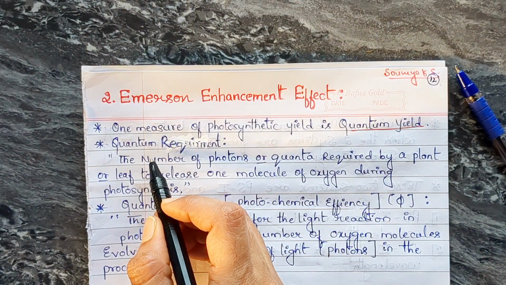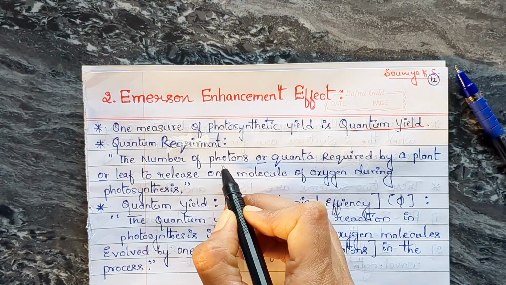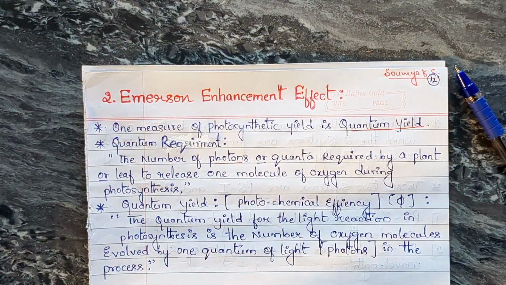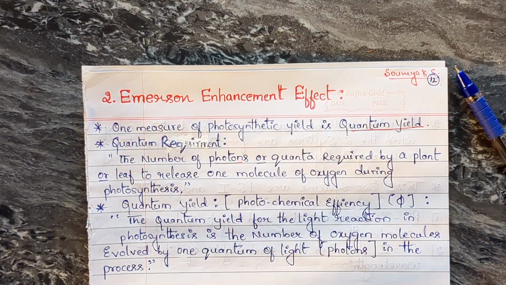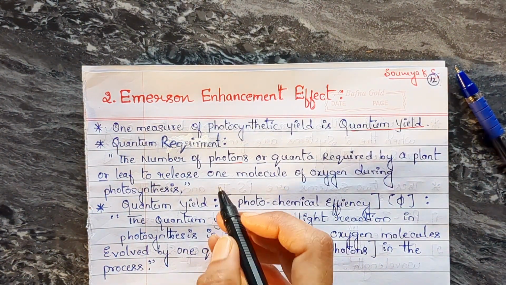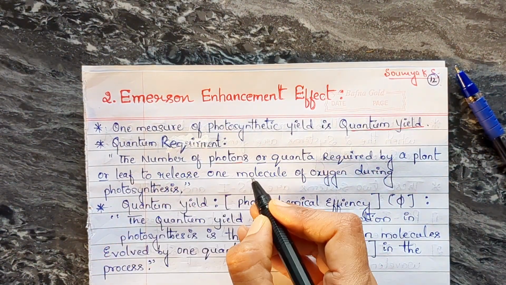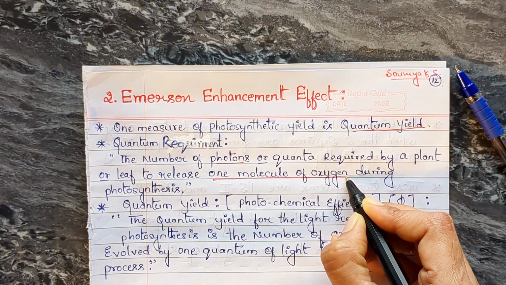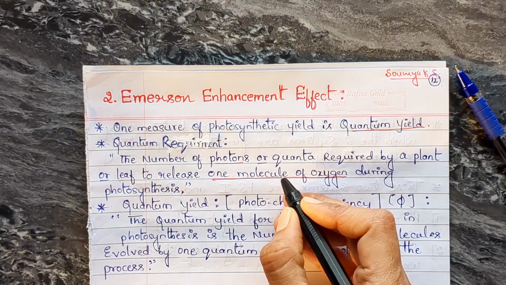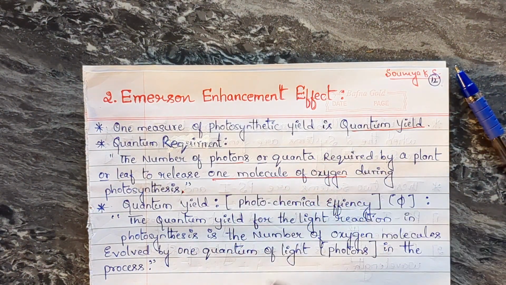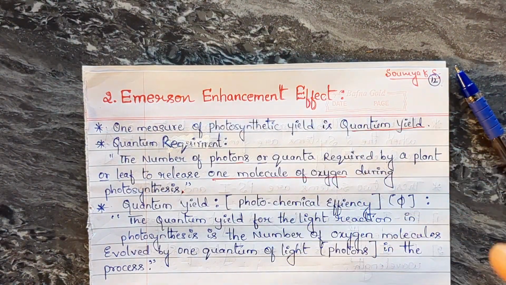Before that we will learn one more term, that is quantum requirement: the number of photons or quanta. I have already mentioned that a photon is an energy packet, or you can say quanta. This energy comes from sunlight, or you can say radiant energy. The number of photons or quanta required by a plant or a leaf to release one molecule of oxygen during photosynthesis is called the quantum requirement.